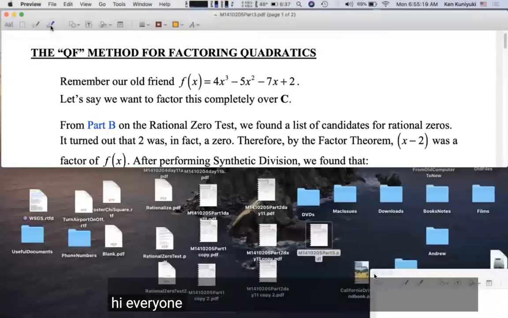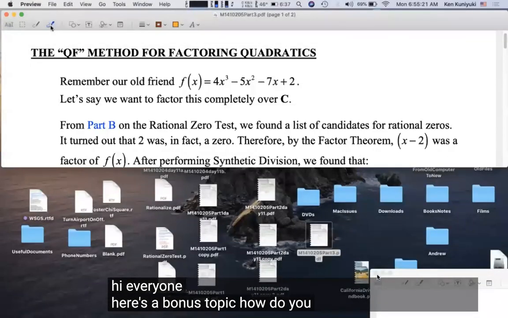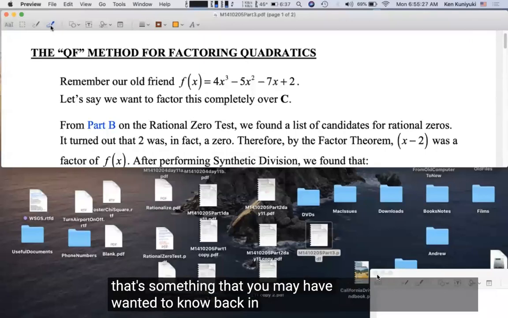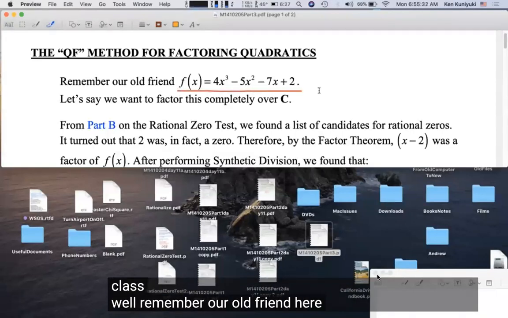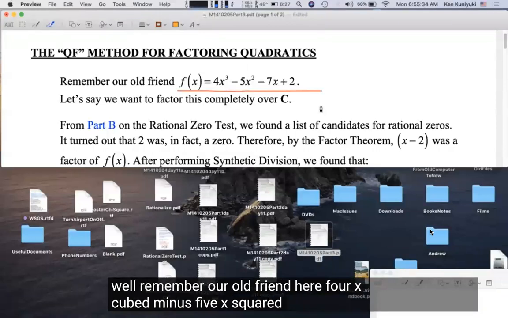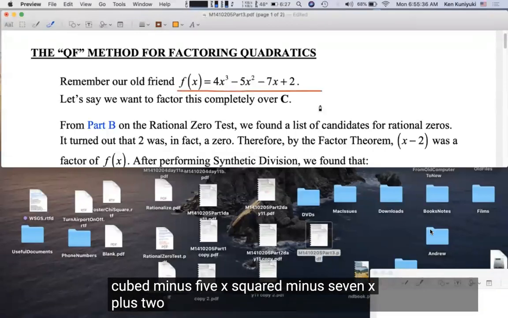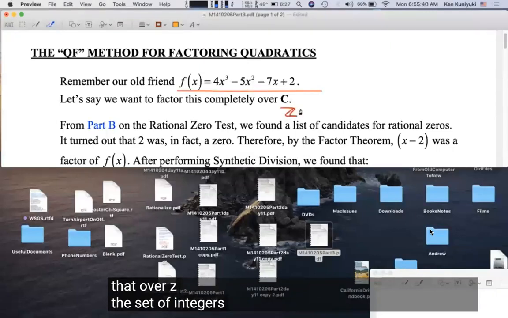Hi, everyone. Here's a bonus topic. How do you factor quadratic trinomials without guessing? That's something that you may have wanted to know back in your Algebra 1 class. Well, remember our old friend here, 4x cubed minus 5x squared minus 7x plus 2. In fact, we were able to factor that over Z, the set of integers.